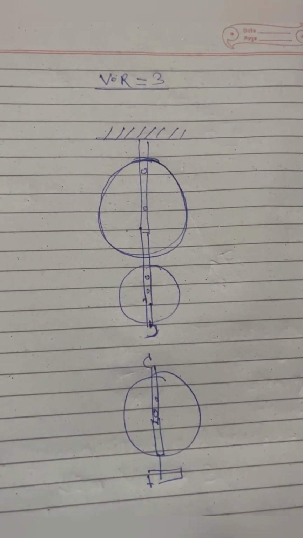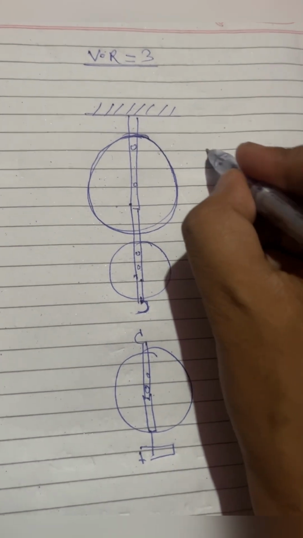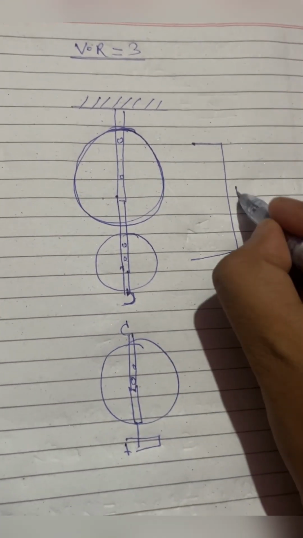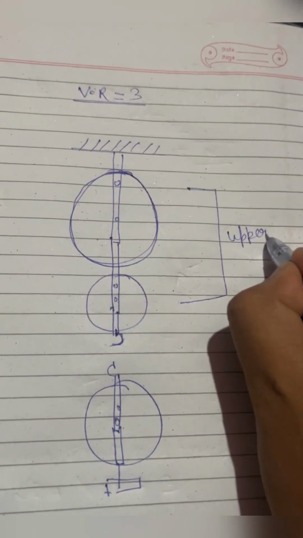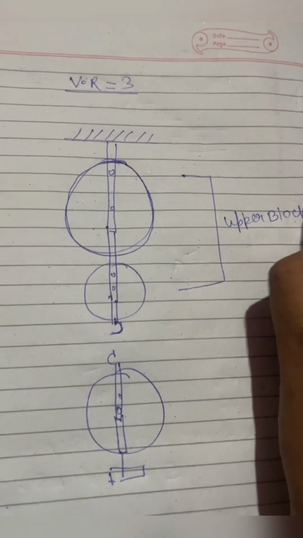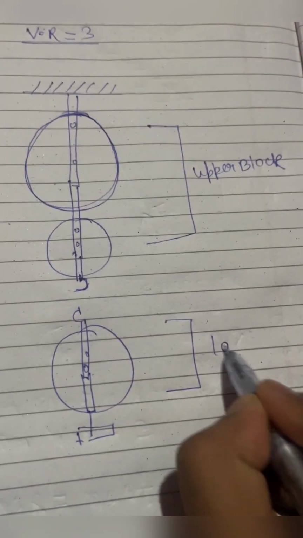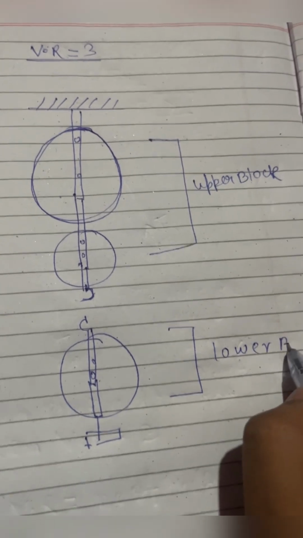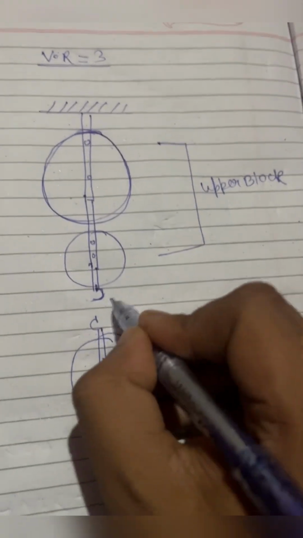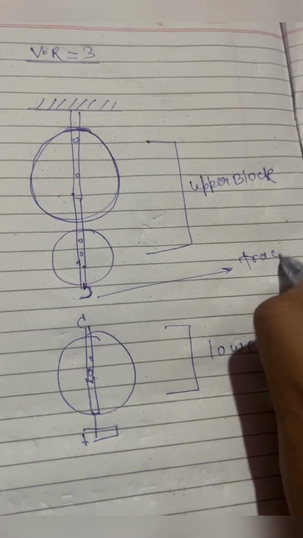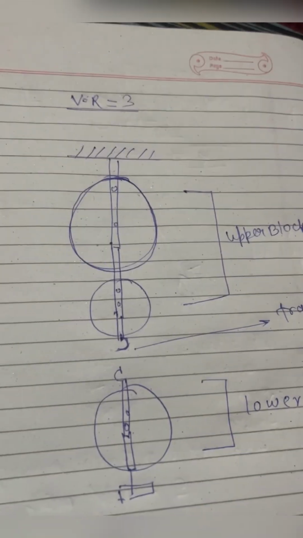I have marked a diagram here, and it has 2 pulleys in the upper block. This can be termed the upper block system, and this is the lower block. This is termed the tackle, a hook-like structure.